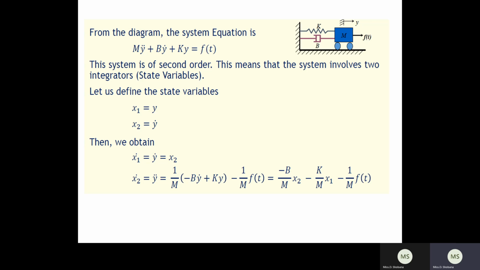Now by looking at the mechanical system, you can write the differential equation, which is m d square y divided by dt square plus b dy divided by dt plus k y, equal to f of t. Whenever the differential equation is there, we can follow the conventional method, or the other method using phase variables also. Whichever method is easier for you, we can use that to determine the state model for this given mechanical system.